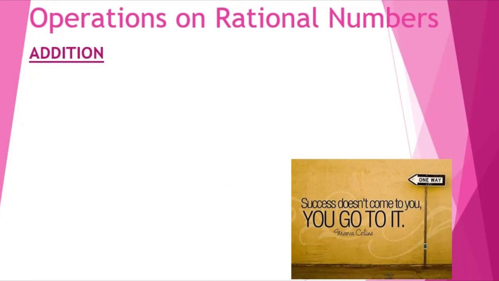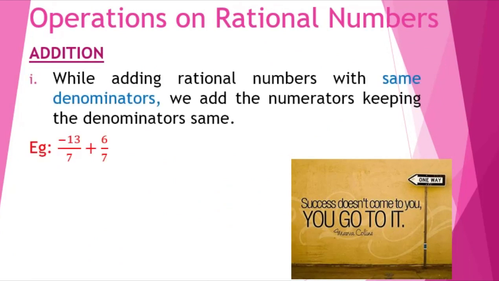The first operation is addition. While adding rational numbers with the same denominators, we add the numerators and keep the same denominators. For example, minus 13 upon 7 plus 6 upon 7. What we have to do here? We can add the numerators and keep the same denominator. That is minus 13 plus 6 whole divided by 7.